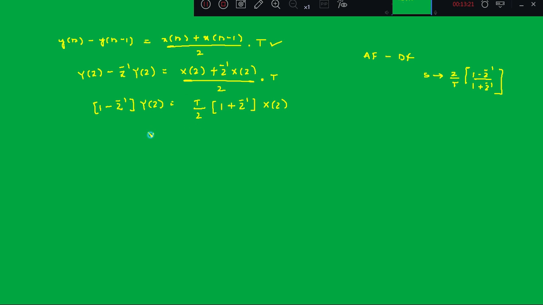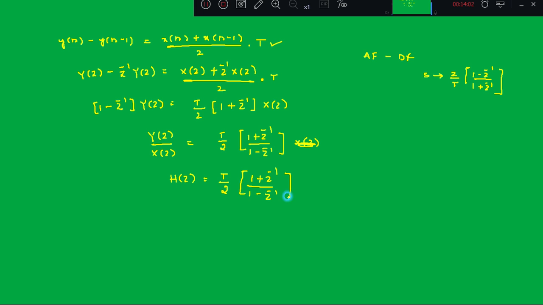So again we will write this in the form Y of z by X of z, which is equal to, what we will get, T by 2 into 1 plus z raised to minus 1 divided by 1 minus z raised to minus 1. Is that clear? So this is nothing but what? The transfer function in the z domain, that is H of z is equal to T divided by 2 into 1 plus z raised to minus 1 divided by 1 minus z raised to minus 1.